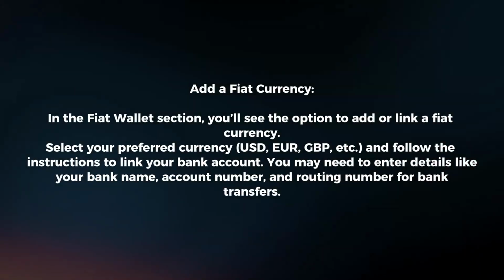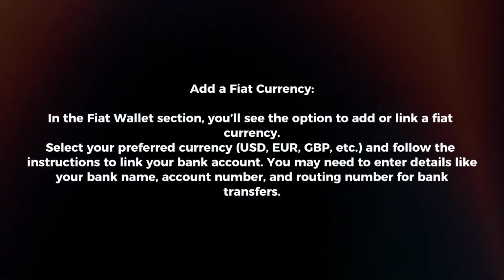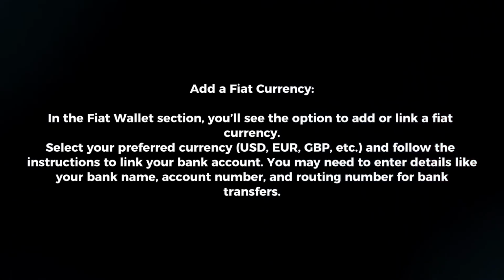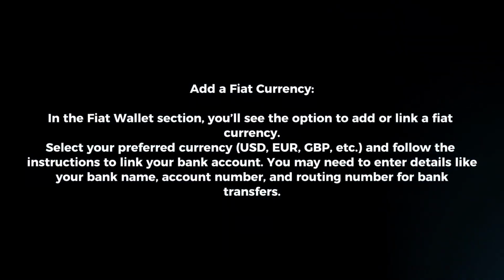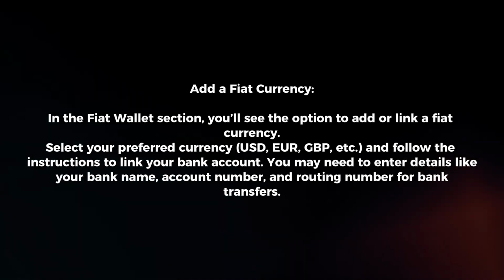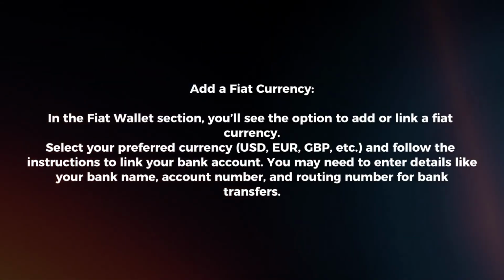Add a fiat currency. In the Fiat Wallet section, you will see the option to add or link a fiat currency. Select your preferred currency and follow the instructions to link your bank account. You may need to enter details like your bank name, account number, and routing number for bank transfers.